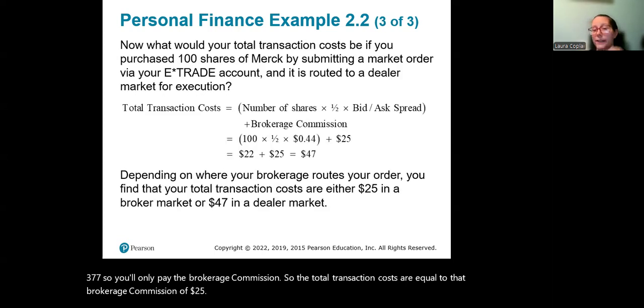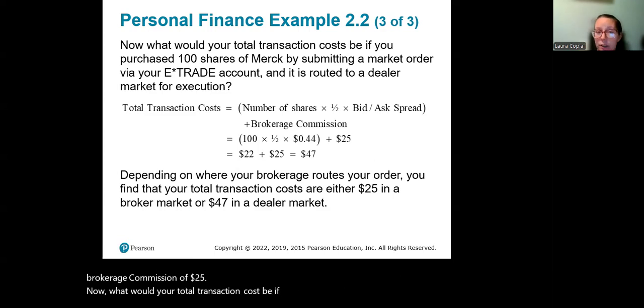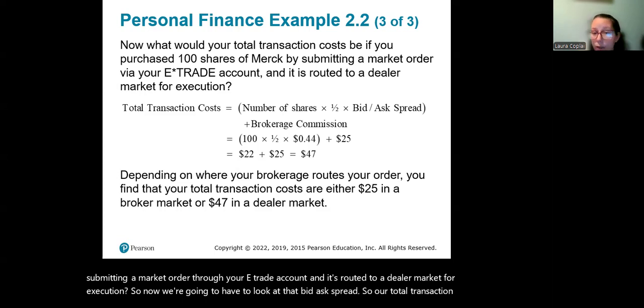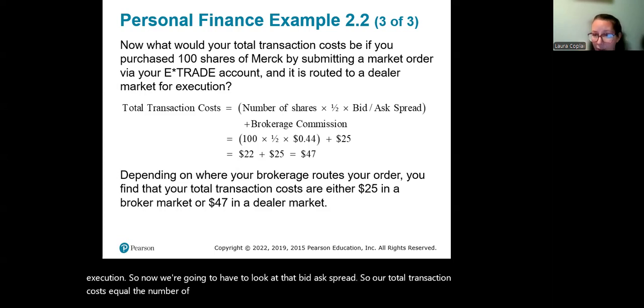Now, what would your total transaction cost be if you purchased 100 shares of Merck by submitting a market order through your E-Trade account and it's routed to a dealer market for execution? So now we're going to have to look at that bid-ask spread. So our total transaction costs equal the number of shares times 0.5 times the bid-ask spread plus our brokerage commission.